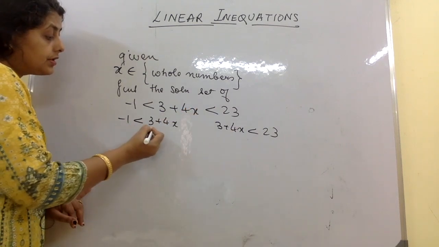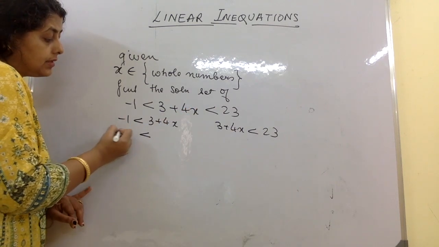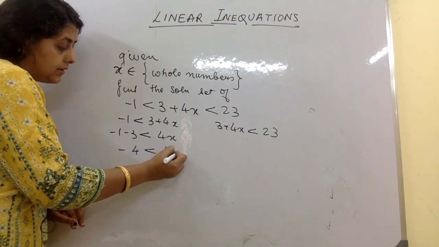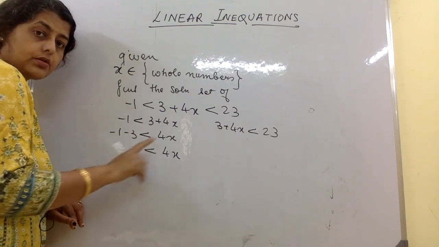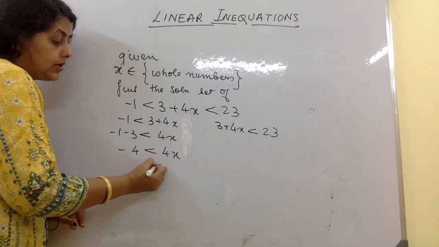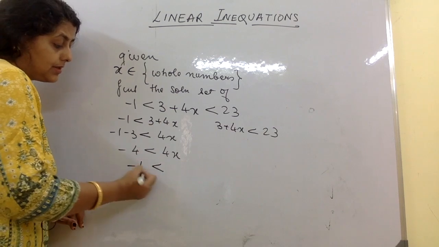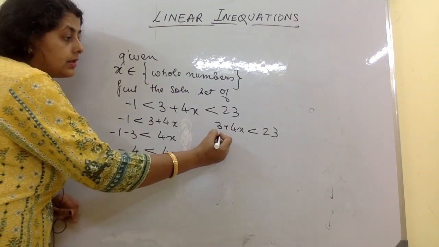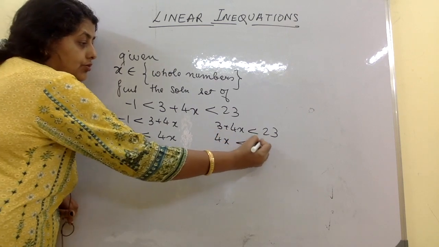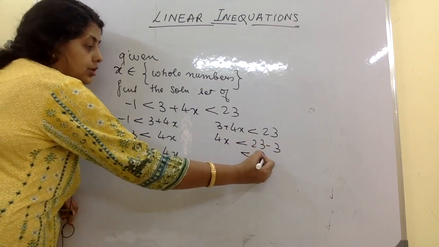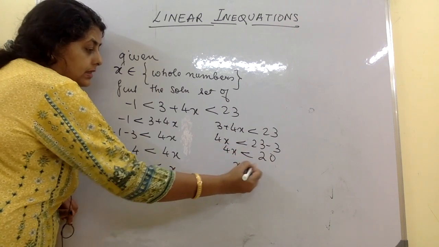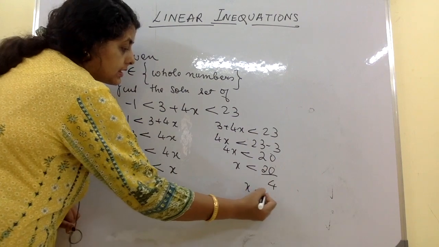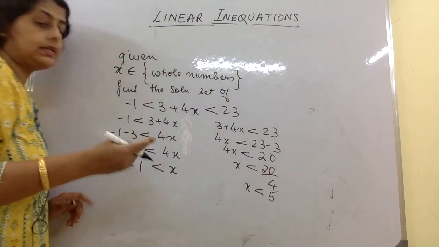Here take this 3 to this side, it becomes -3, and the 4x here. I have to get the value of only x and not -x, so I'll divide by 4. Still no change in sign. Here this is 4x and this is 23 minus 3. That is 20. 4x. x is 20 by 4, which is 5. x is less than 5.